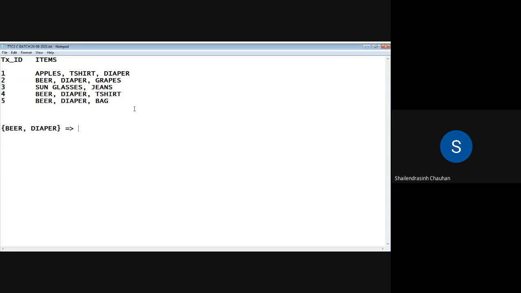For that, total how many transactions are there? Total 5 transactions are there. Out of those 5, in how many transactions are beer and diaper both appearing together? In transactions 2, 4 and 5. So 3 transactions. Convert this into percentage, 3 by 5, we will be having 60%. Now, this is support.